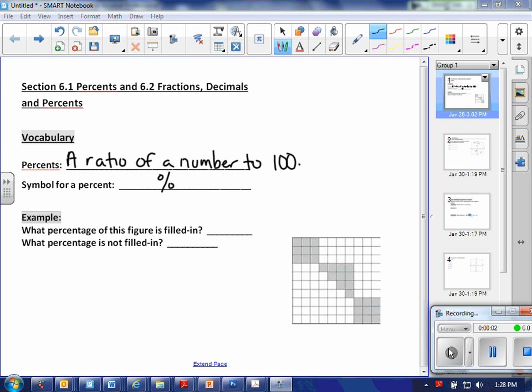Hey guys, just doing a video on percents like we talked about for your homework. Section 6.1 and 6.2 out of the textbook. Should be fairly easy. You should have a pretty good background about this.